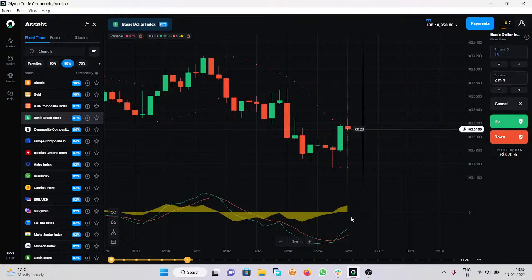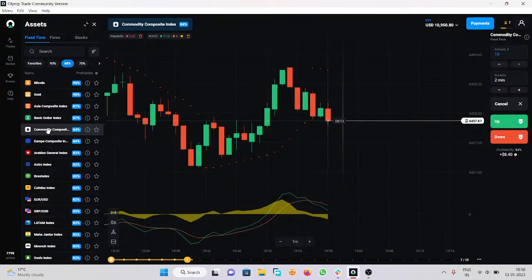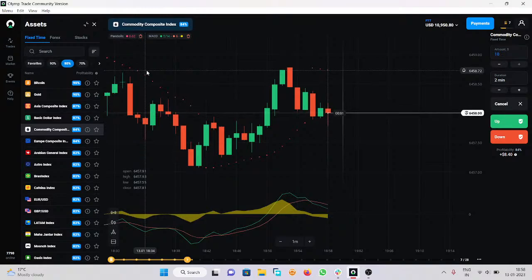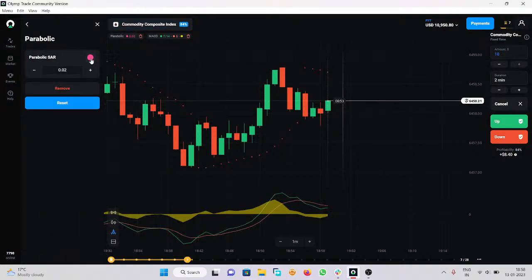Now let's discuss the parabolic SAR. The meaning of SAR is stop and reverse. So parabolic SAR is an indicator that follows the trend and determines the reversal point of the price channel. Visually, as we see, it takes the form of a series of dots that are either above or below the price chart. What is the meaning of above or below the price chart? You can go for the parabolic SAR if you want a stronger signal, then you can do it from here as well.